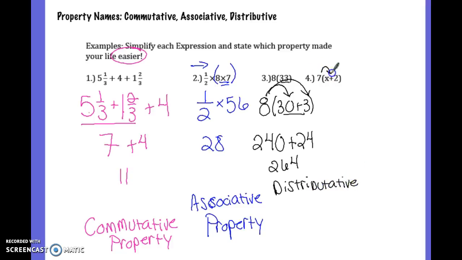Let's do it again here. 7 times x is 7x. 7 times positive 2 is plus 14. And again, we use the distributive property.